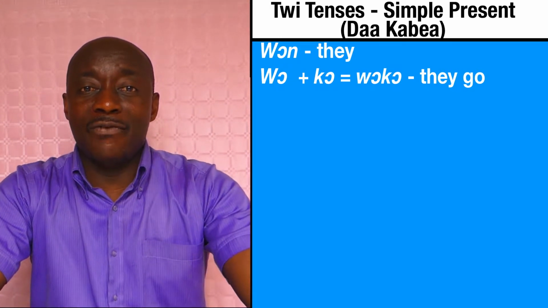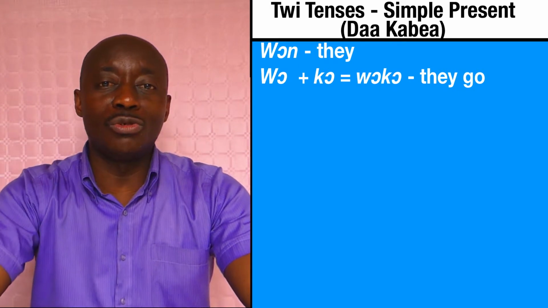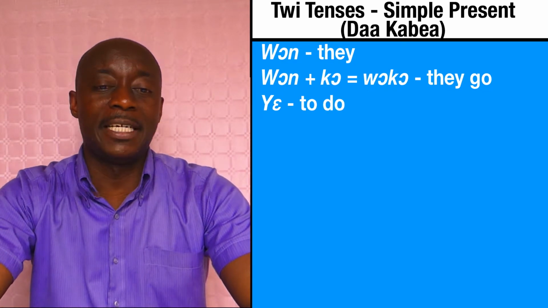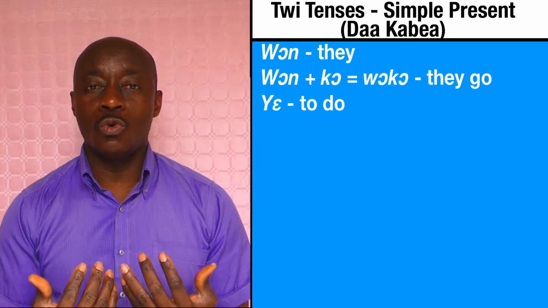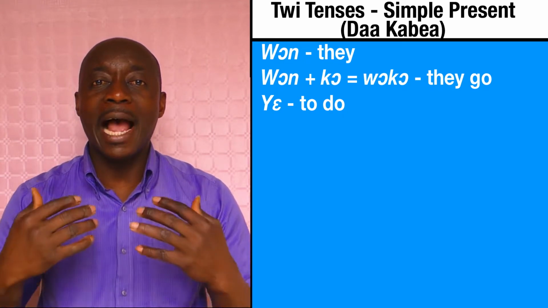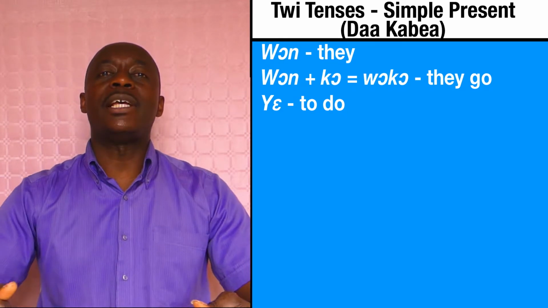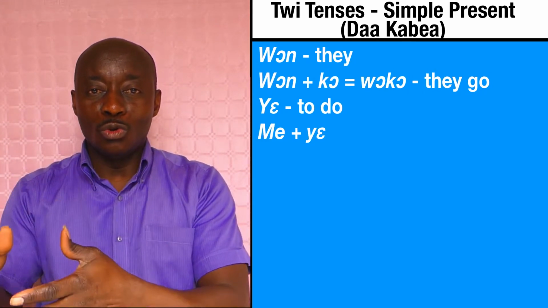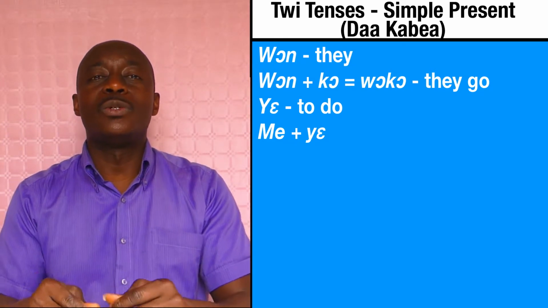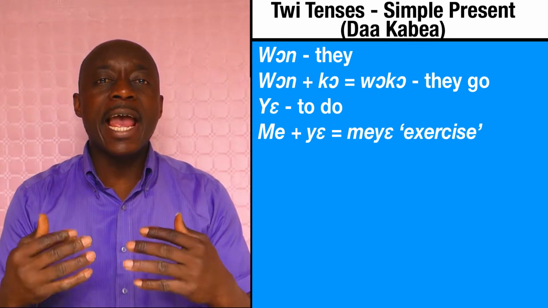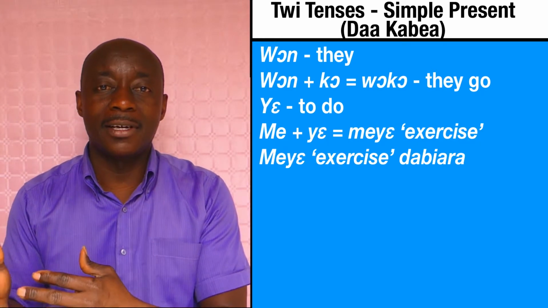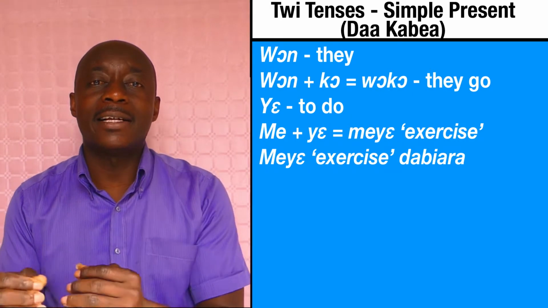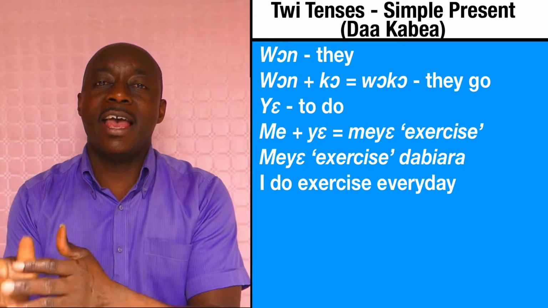Let's take another verb also and then run it through with some of the pronouns. For example, ye, to do. So if I want to say I do exercise every day, I is me, and then do is what? Ye. So I will say me ye exercise daa biara. That is, I do exercise every day.